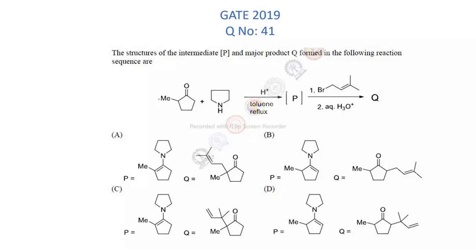That enamine can form either this side or this side. Can you tell me which enamine is more stable? I mean, more substituted or less substituted?